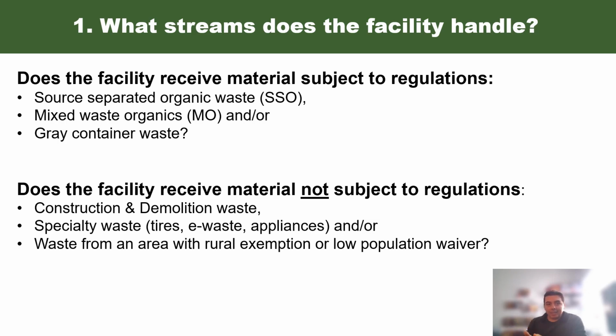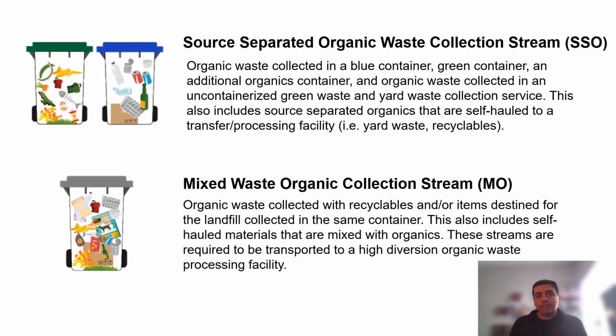And so one thing to keep in mind is that if the material is from a rural exemption waiver or a low population waiver in a jurisdiction, then that material is actually not subject to regulations. We consider that material neither MO, SSO, or gray container. Therefore, it wouldn't be subject to measurements. And so these are the kind of things you'd want to look at and why it's important to know what streams are actually coming into your facility.